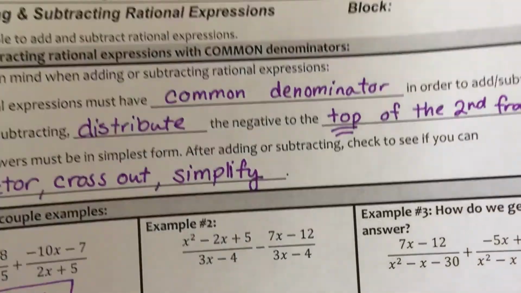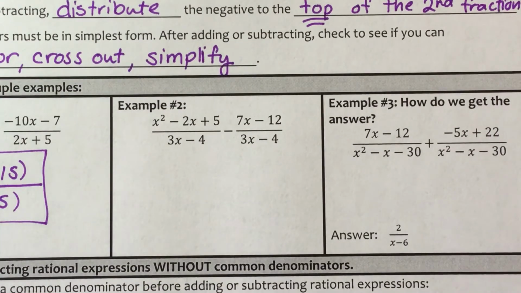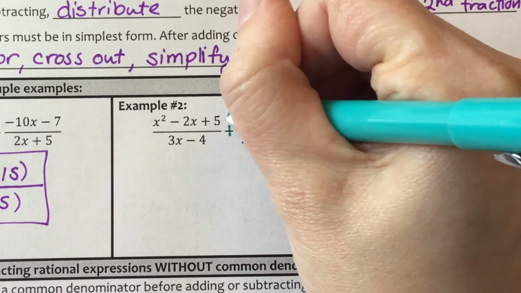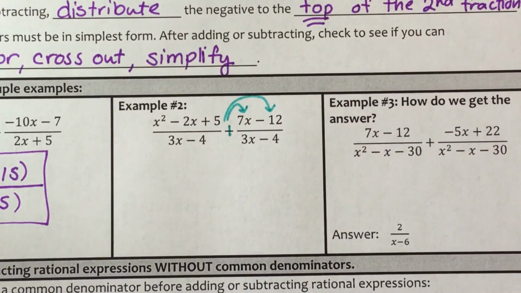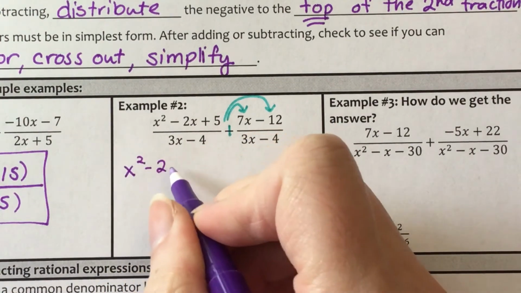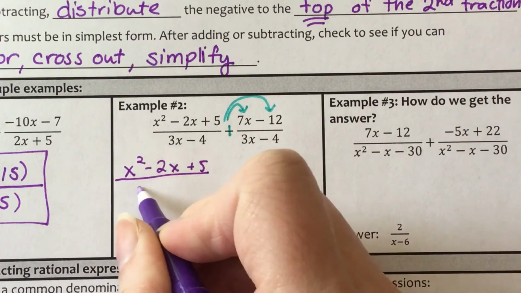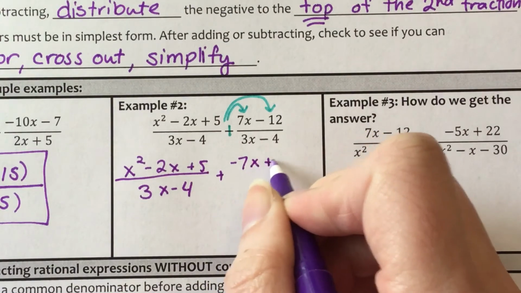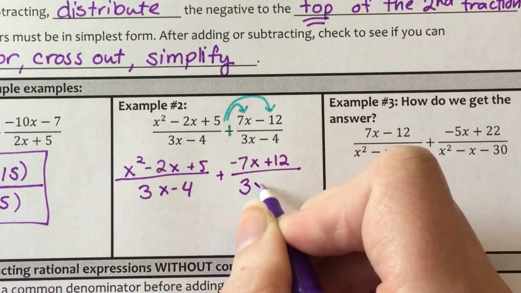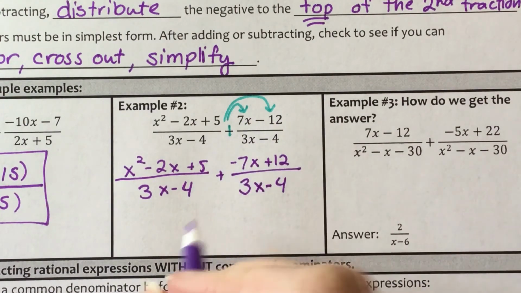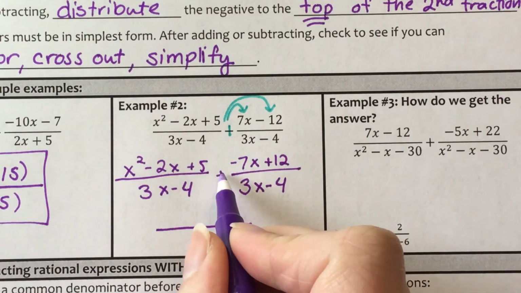Number 2, we again have common denominators already. The difference is in this problem that we have subtraction in the middle. So we are going to take that minus and change it to a plus and distribute a negative 1 times both of those terms there. Okay. So this problem becomes x squared minus 2x plus 5 over 3x minus 4, so that has not changed, plus a negative 7x plus 12 over, and the 3x minus 4 does not change. Okay, so this sign and the sign of both terms in the numerator have changed. Okay, let's add now, just like we did before.